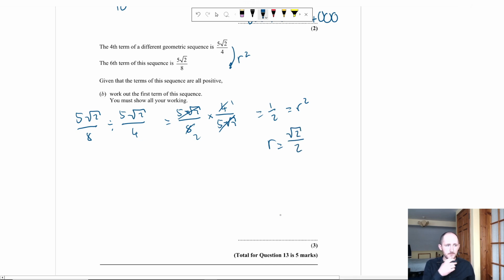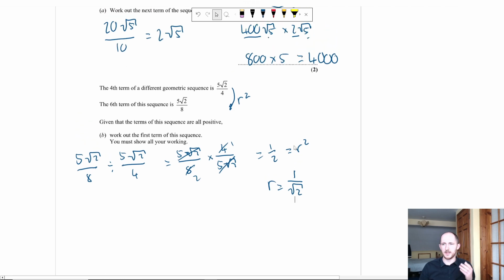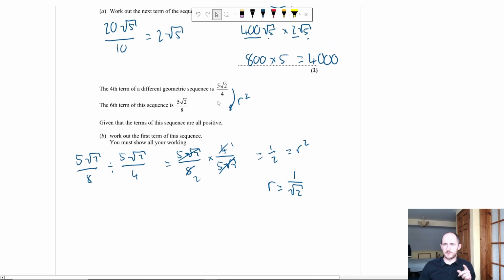Okay? Or you can say, by the way, leave it as 1 over root 2. Either way is completely fine. But just in case you are checking this on a calculator or something, it would give you root 2 over 2, but they're the same. So again, to go from 4 to 5, we've times by r. To go from 5 to 6, we've times by r again. So overall, we've times by r times r, which is r squared. That's why I've done this.